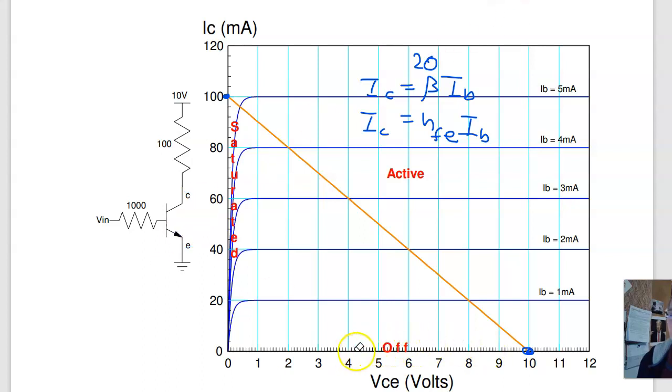This is the off region when the current is 0. This is saturated when we assume the voltage is roughly 0.2. It's close to 0, but not quite. And the active region. In the active region, the voltage collector to emitter is less than 10, bigger than 0.2.